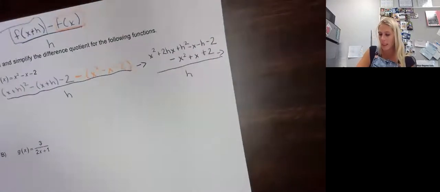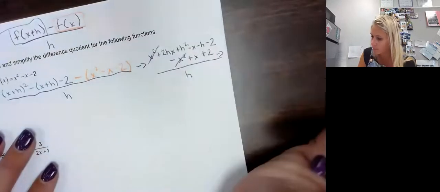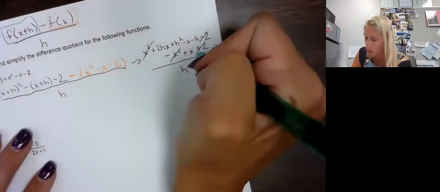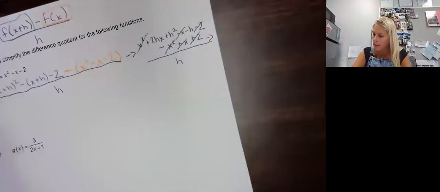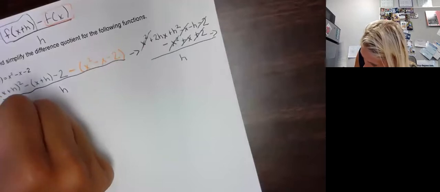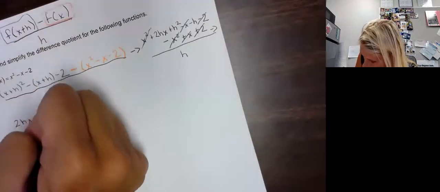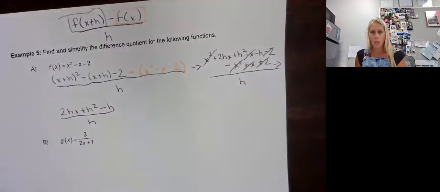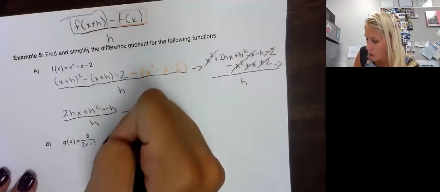Now, if you can see here, I have some combining that I can do because these x squareds cancel. Let's see what else cancels here. The 2's cancel, and these x's cancel. So let me write down what we have so far. We have 2hx plus h squared minus h, all over h. There's something else we can do. What is common in all of these terms? All of the terms have an h.